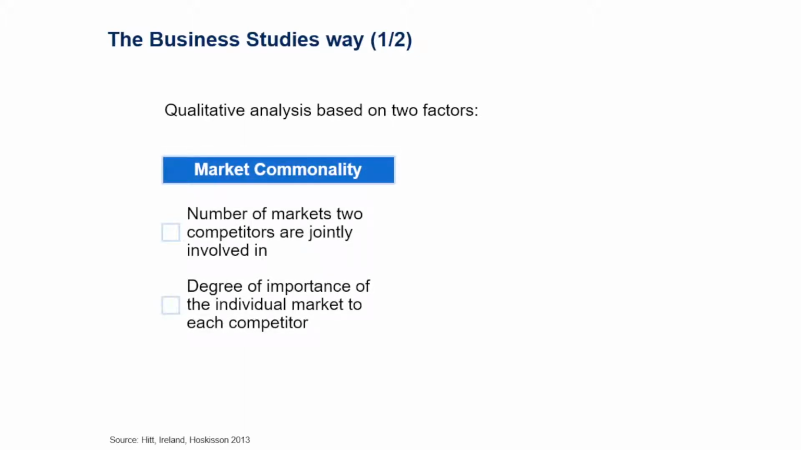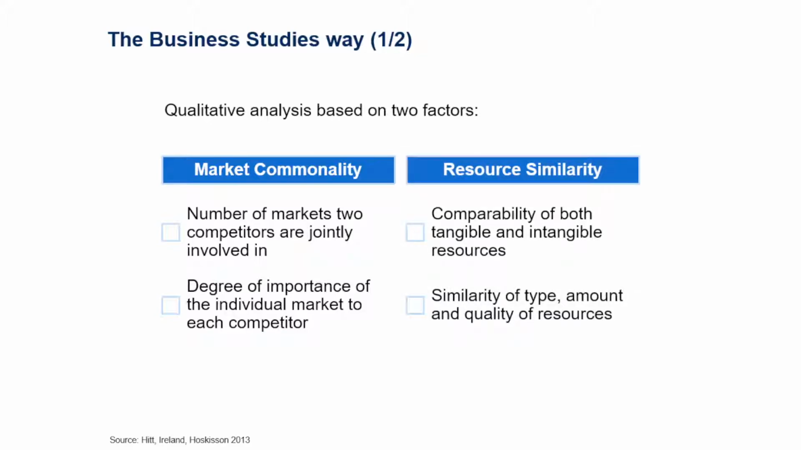The first factor that we look at is market commonality. So the question here is, how many markets are two competitors jointly involved in? And what is the degree of importance that each of the companies is assigning to this individual market? That's the market commonality. And the second aspect is resource similarity. So how similar are the resources, tangible and intangible resources, in terms of type, amount, and quality?